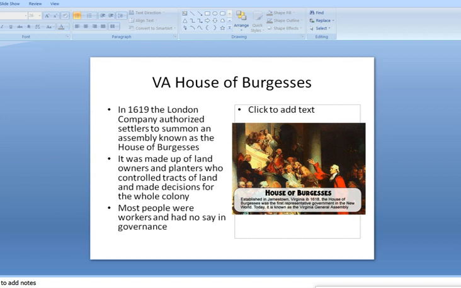It was only made up of landowners and planters at first, who controlled tracts of land, but these guys are going to share in the decision making for the colony. Most people are only workers, they don't own land, so they have no say. But I have to say this again. For the first time in the Americas, we start to see the beginning of collective rule. At first, it's only wealthy people who own land, but decision making is being shared, and there is somewhat of a democratic voice. It is not simply, this is the way it is because I said so. And that democratic spirit is going to continue to develop.